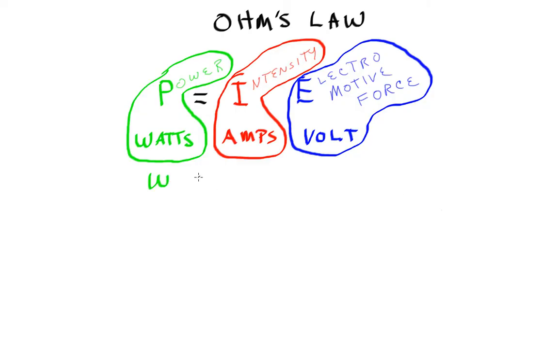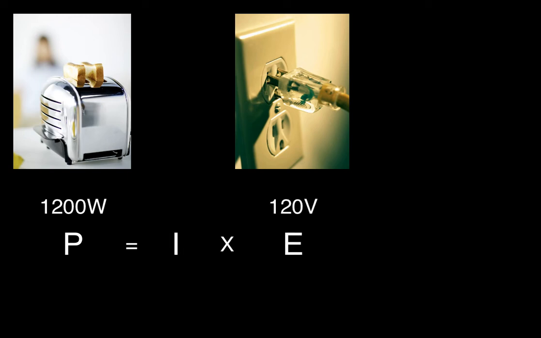So let's try to put this all together to figure out power. Since P is equal to IE, then watts is equal to amps times volts. To use an easy example, let's say you have a toaster that's 1200 watts and you plug it into a 120 volt outlet like you have in your kitchen. To find the amount of current in the toaster, we will use this equation. 1200 watts is equal to I times 120 volts.